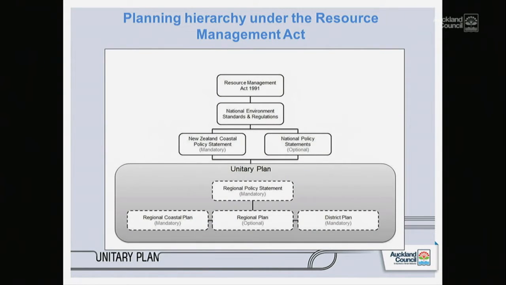So this is the planning hierarchy under the RMA, with the Act itself sitting at the top, the National Environmental Standards and Regulations sitting under that, together with the New Zealand Coastal Policy Statement and any other national policy statements. And then we get to the unitary plan, which comprises the regional policy statement that I mentioned, a regional coastal plan, regional plan provisions for air quality and water quality and the like, and then the district plan, which really deals with the nuts and bolts of things like subdivision, new buildings, activities like retail, where you can and can't have retail, and those sorts of things are your bread and butter in your district plan. So that's the RMA planning hierarchy.